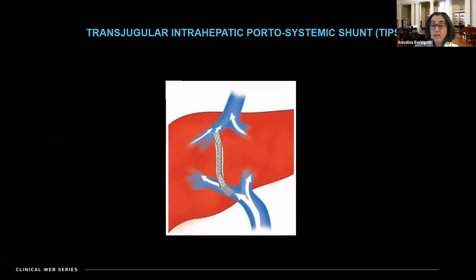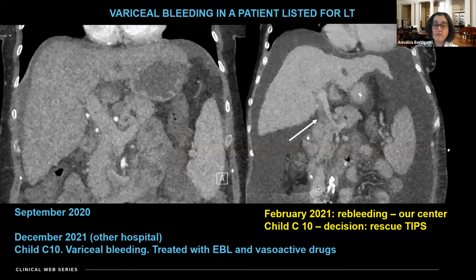So TIPS, I think you are all familiar, but just to remember, TIPS is a shunt, a stent that is put through the liver by puncturing from a liver vein to the main right portal vein, aiming at reducing portal pressure, and this is a life-saving procedure in patients with very severe complication of liver disease.